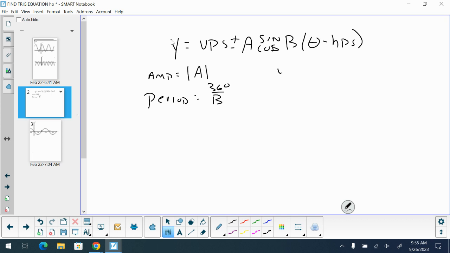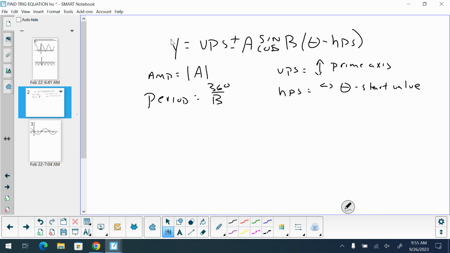We have vertical phase shift, which is a vertical slide of the graph up and down. This gives us our prime axis. This is where we draw our prime axis. And then we have our horizontal phase shift, which is our slide side to side. This gives us our theta start value, the value of theta where we start, at what degree measure.